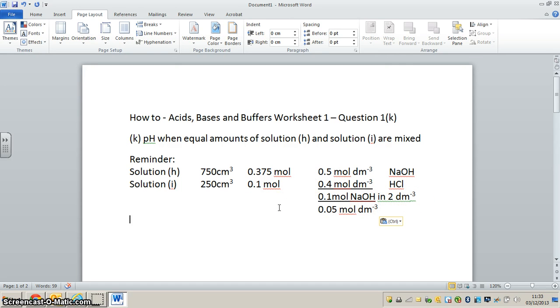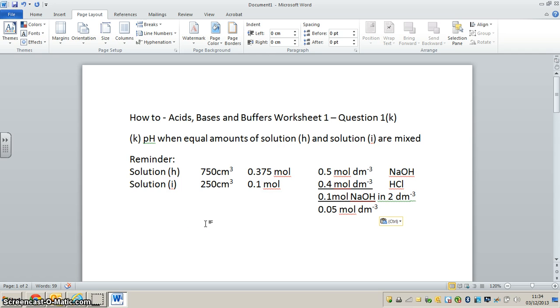And whenever we're talking about doing calculations on pH, we're talking about concentrations of hydrogen ions or hydroxide ions in moles per decimeter cubed. So what we now have to do is to take this number and divide it by 2 to get it back into moles per decimeter cubed, and that's what I've done here. So this is effectively half of this. 0.1 mole in 2 decimeter cubed is the same as 0.05 mole in 1 decimeter cubed, and that's effectively the concentration of our sodium hydroxide. All of the acid has been neutralized.